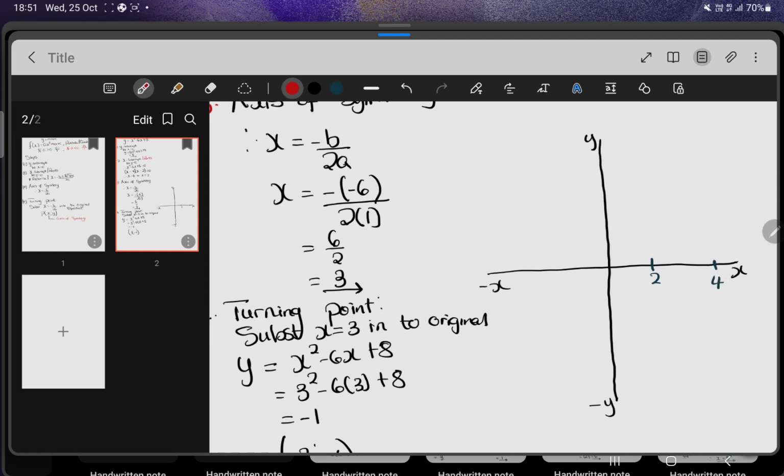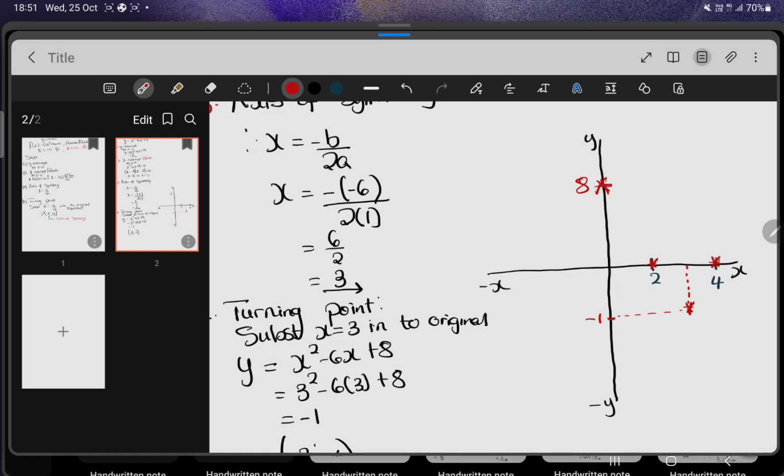Then it means that this graph is going to cut here. This graph is going to cut there. Then now we have the axis of symmetry and the turning point. It's 3 and negative 1. I'm going to write 3 and negative 1 here. So this is the turning point. There we go. Remember, we're going to use the scale. And then what is the y-intercept? That is where the graph is going to cut. That is 8. So now I can put 8 here.